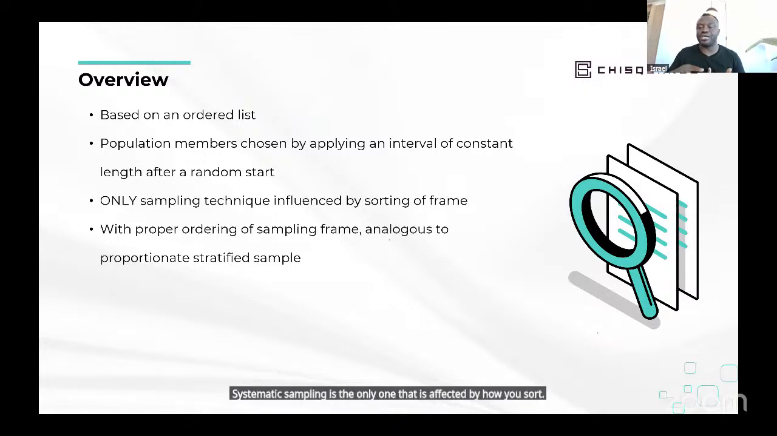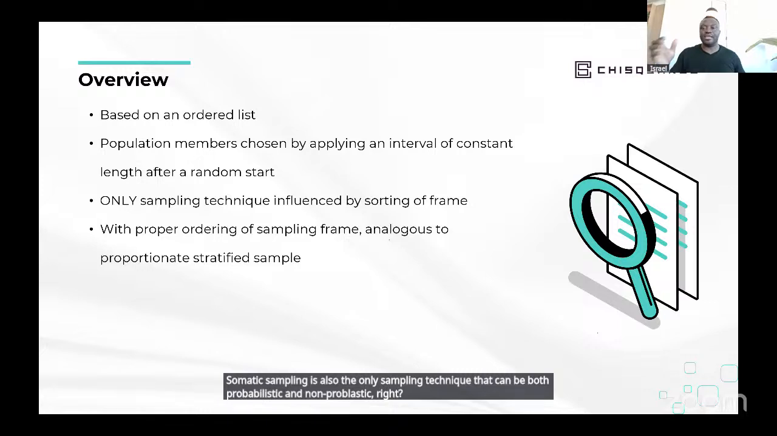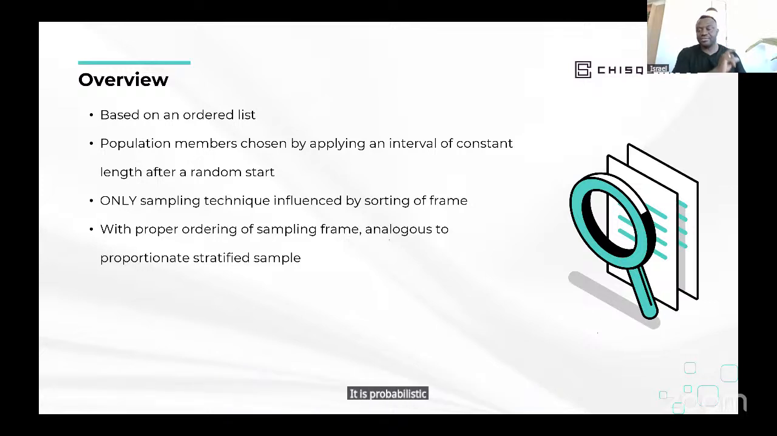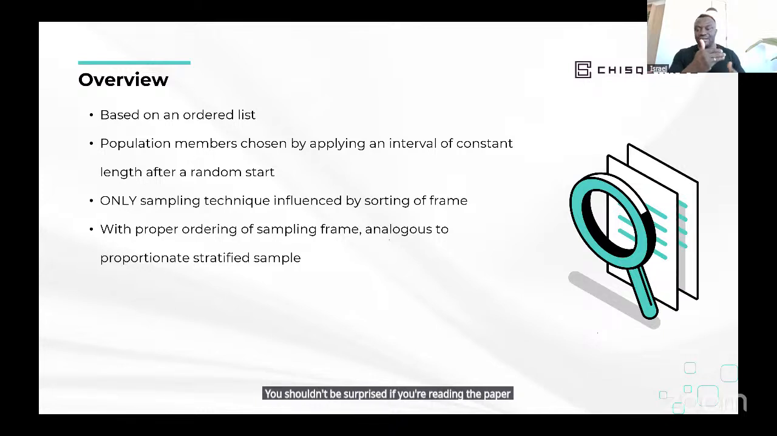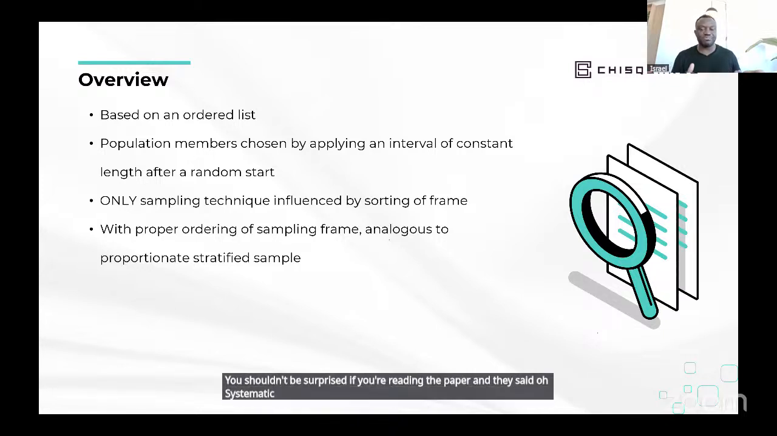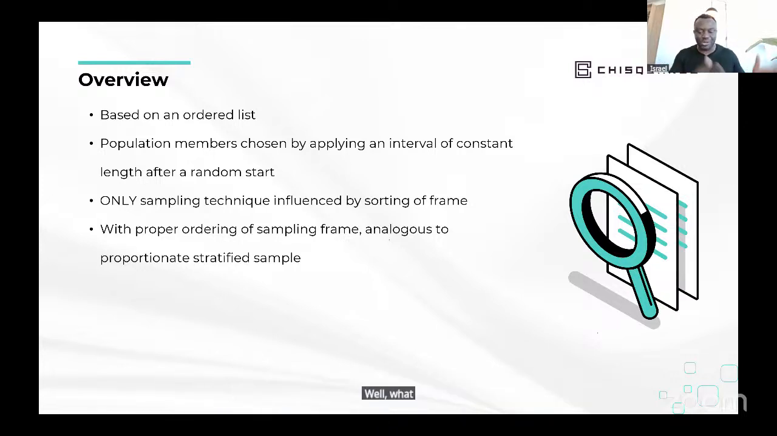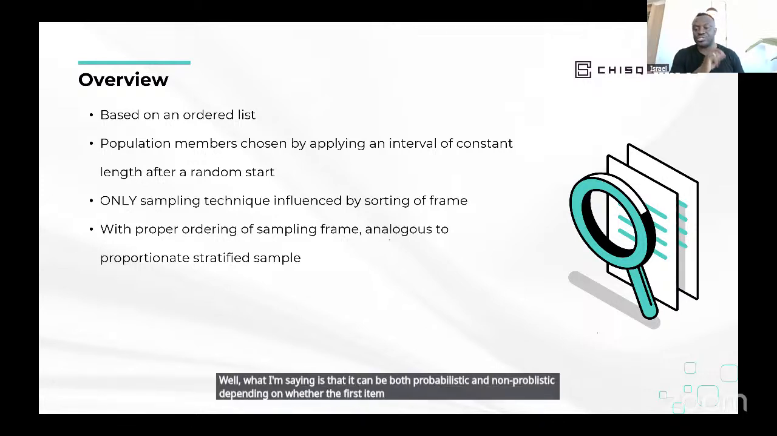Systematic sampling is also the only sampling technique that can be both probabilistic and non-probabilistic, right? It is probabilistic if we start with a random start. It is non-probabilistic if we do not start with a random start. I'm going to explain that in detail, but bottom line, you shouldn't be surprised if you're reading a paper and they say, oh, systematic sampling is non-probabilistic. You shouldn't say, oh, that's not what I heard. What I'm saying is that it can be both probabilistic and non-probabilistic, depending on whether the first item selected was chosen at random.